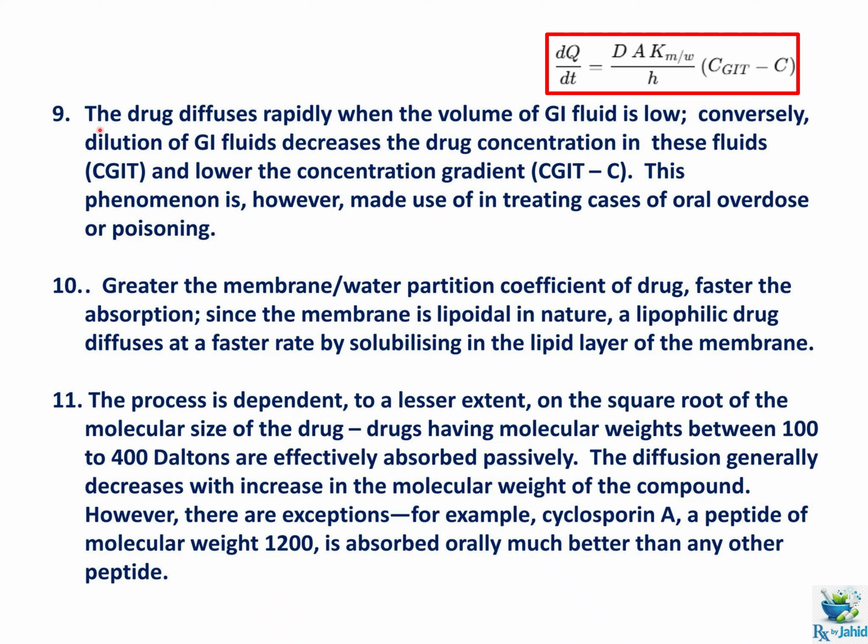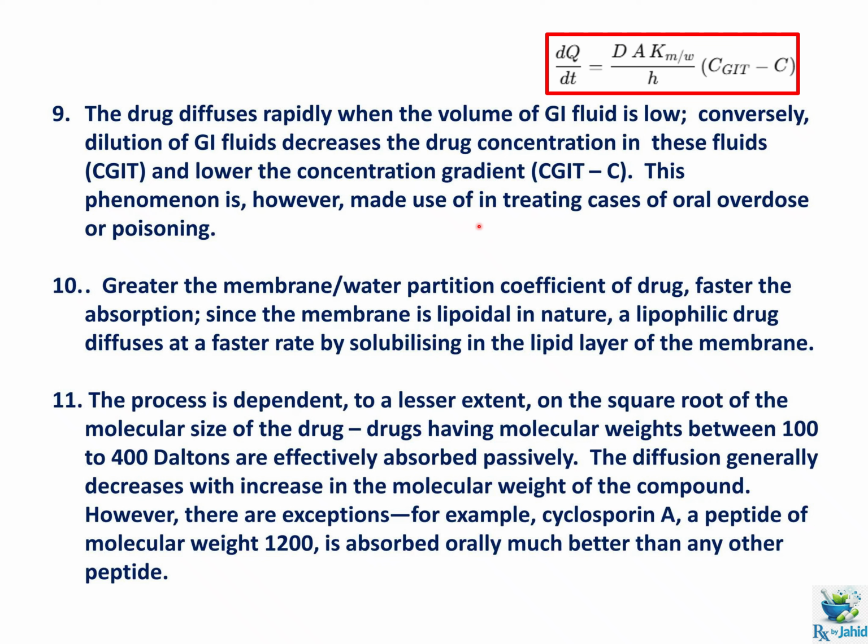Our next characteristic is the drug diffuses rapidly when the volume of the GI fluid is low. Conversely, dilution of the GI fluid decreases the drug concentration in these fluids. We can easily understand that concentration is equal to mass by volume. If you increase the volume, then what would ultimately happen? Concentration would be decreased. So if concentration is decreased, then ultimately our diffusion would be decreased. So this has been said here.